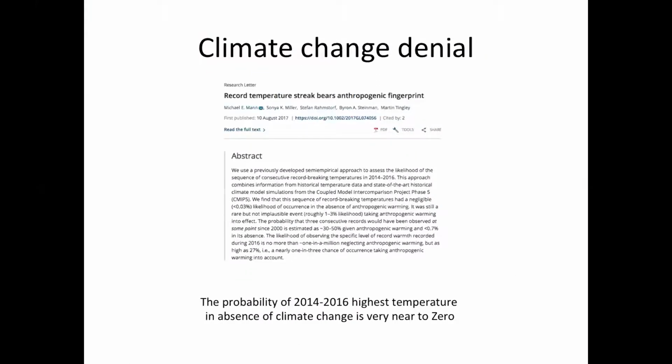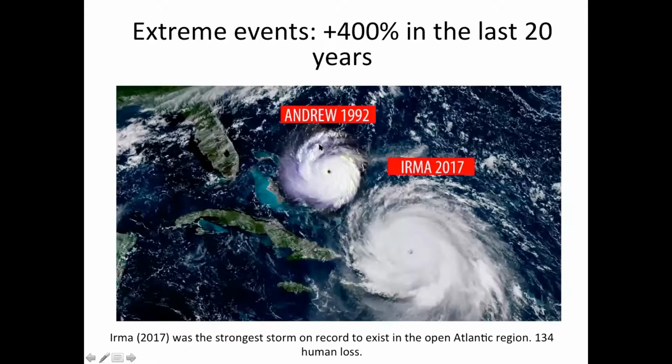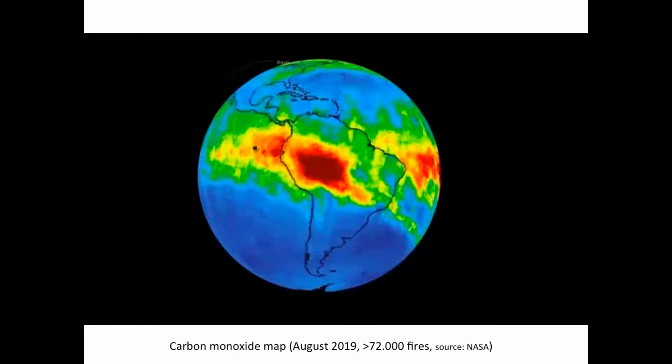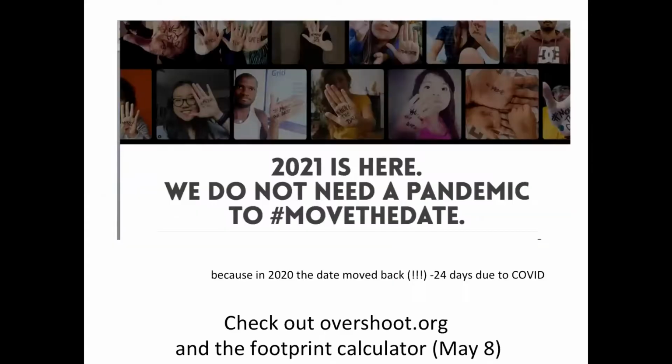We know that about 95% of the scientists confirm that climate change is not a random thing, and that the probability of the highest temperature registered in the last year in the absence of climate change is very near to 0. We have a plus 400% in the last 20 years of extreme atmospheric disasters. Big fire, this is Amazon last year.